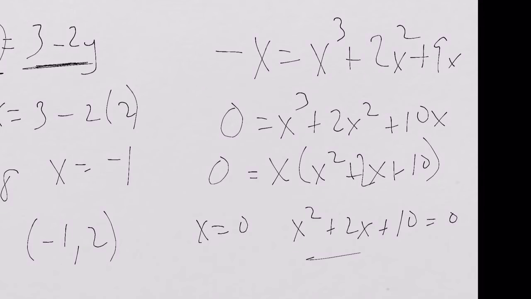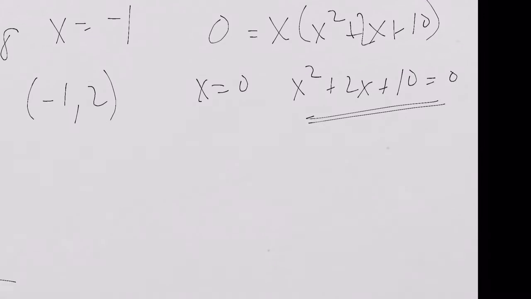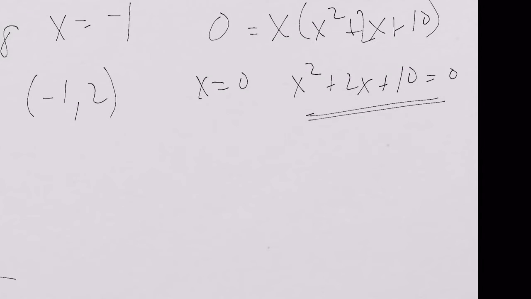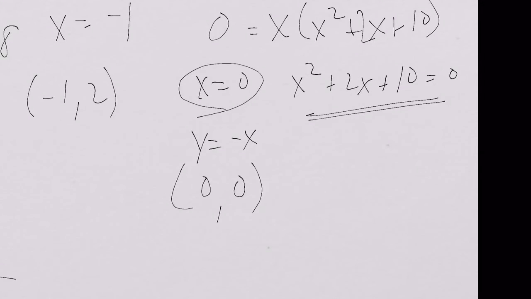I'm pretty sure with this one, if you tried solving it, you'd get non-real answers. So we'd only have one solution that we could see, real solutions, where these two things intersect, and that would be at x equals 0. So all we would have to do now is plug in, if y equals negative x and x is 0, then y would also be 0 to give us our solution.